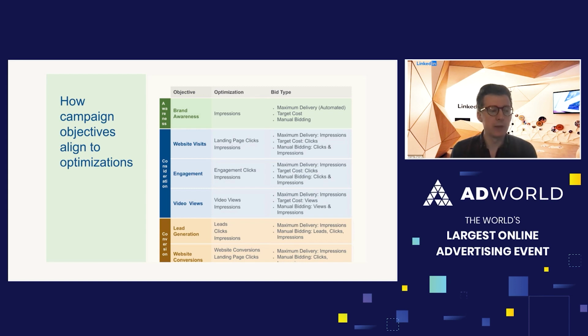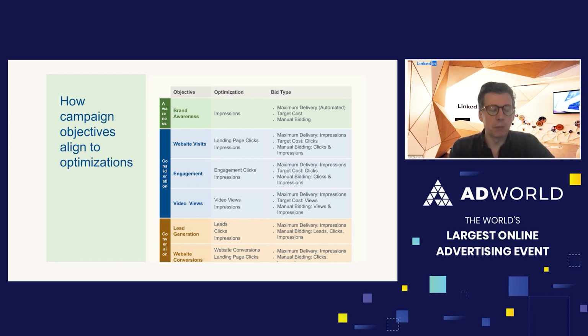The next one would be engagement. So this is engagement, clicks, and impressions. When I say engagement, I mean likes, shares. This is what it's going to be optimizing on. So it's maximum delivery on impressions. The target cost would be clicks, and the manual bid is clicks and impressions. If you want to create engagement around your content, this would be the main objective to choose. And the next would be video views.